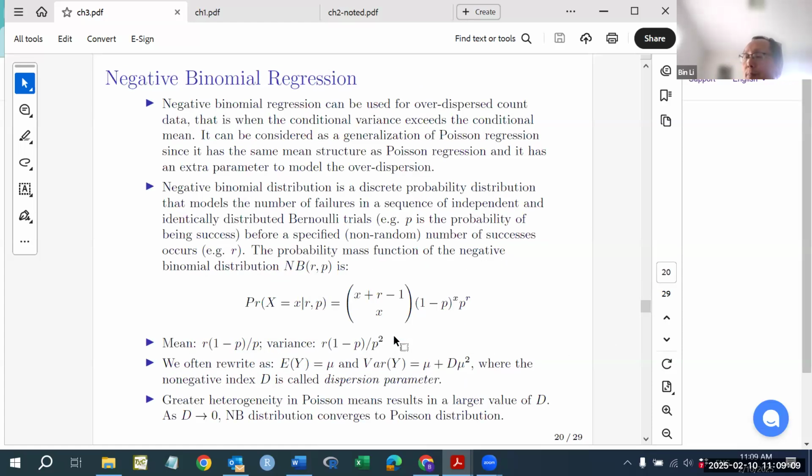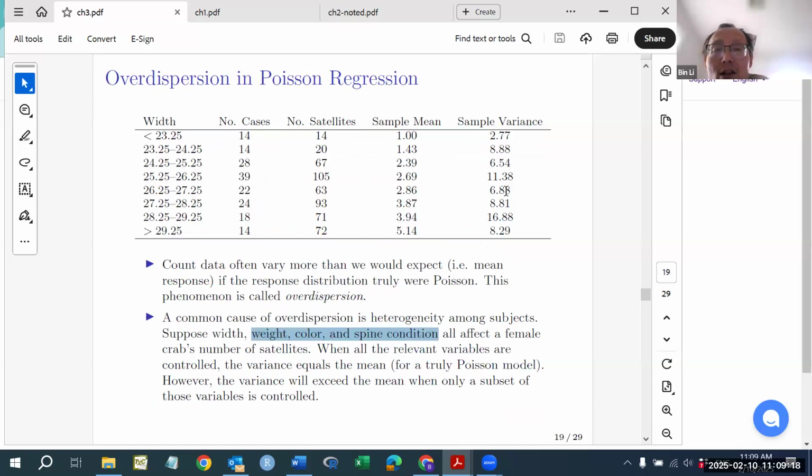Another possible approach to handle the over-dispersion is to use a more flexible model. Here, the Poisson model is very rigid. Why do I say rigid? Because the Poisson model has only one parameter.